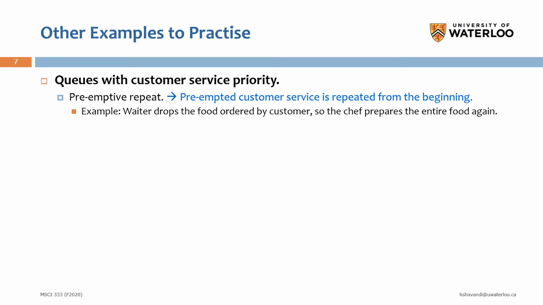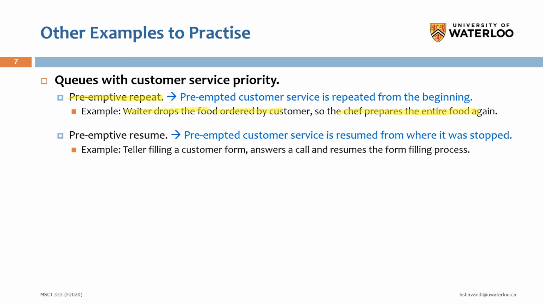Queues with customer service priority. Preemptive repeat. This means that if we stop serving a customer in the middle of the service, then after getting back to work, that service will begin from the beginning, right? For example, a waiter drops the food ordered by a customer, so the chef prepares the entire food again.